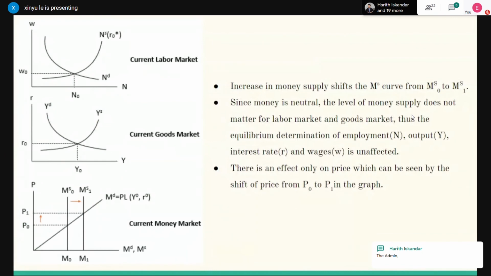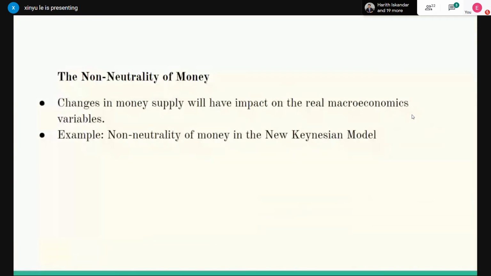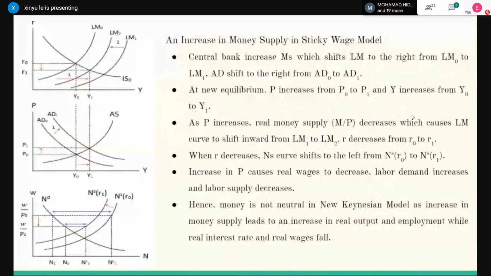So next. For non-neutrality of money, changes in money supply will have an impact on the real macroeconomic variables. An example is the non-neutrality of money in the new Keynesian model. Next. So, an increase in money supply in the sticky wage model.